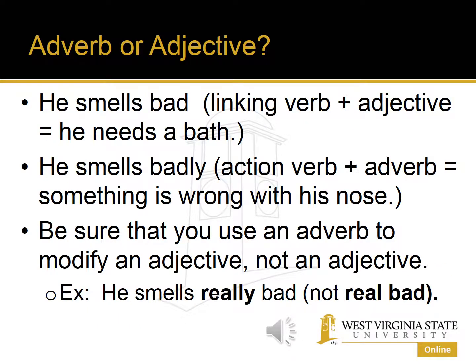All right, let's look at a couple more problem areas with the sense verbs that can be both linking verbs as well as active verbs. He smells bad. In this case, smells is a linking verb and the adjective following, bad, describes he. He smells bad means he needs a bath.